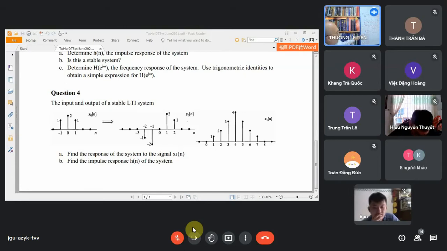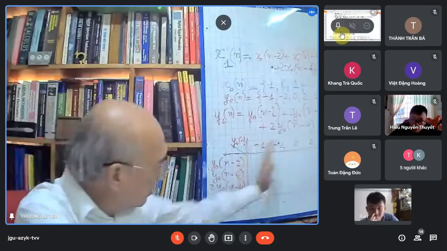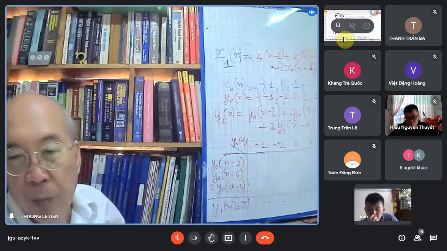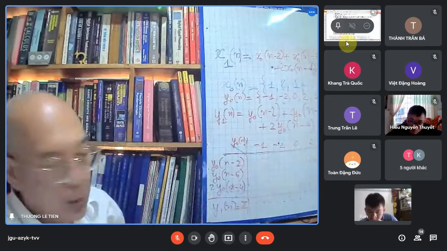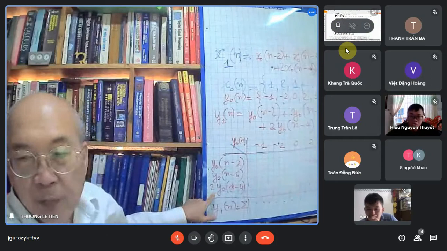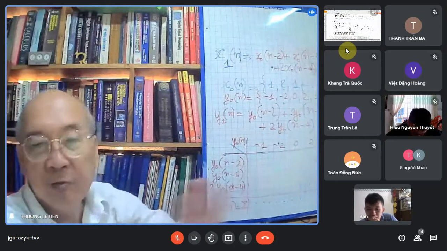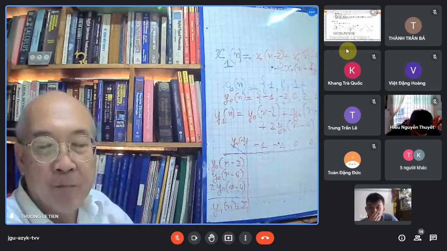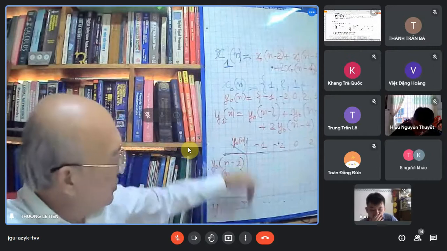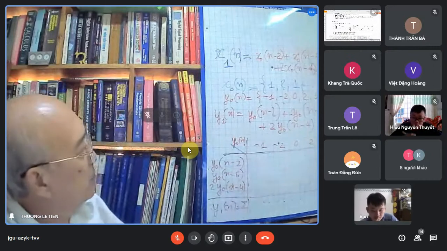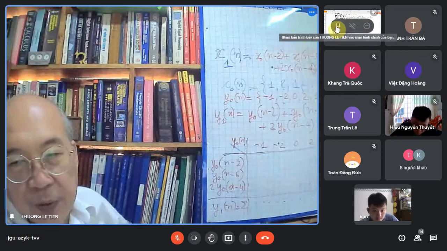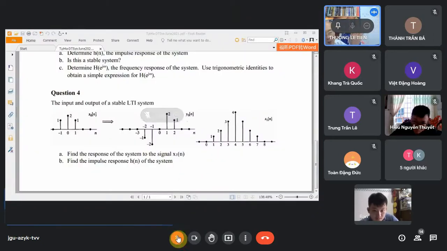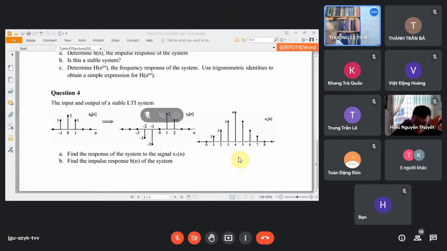For example, if you want to write down the delays of this one, we just shift right 2 samples. This one, we just shift right 6 samples. And this one, we multiply by 2 and then shift right 4 samples. Okay? After that, we can add them up. What is the length of the output signal of y1n?